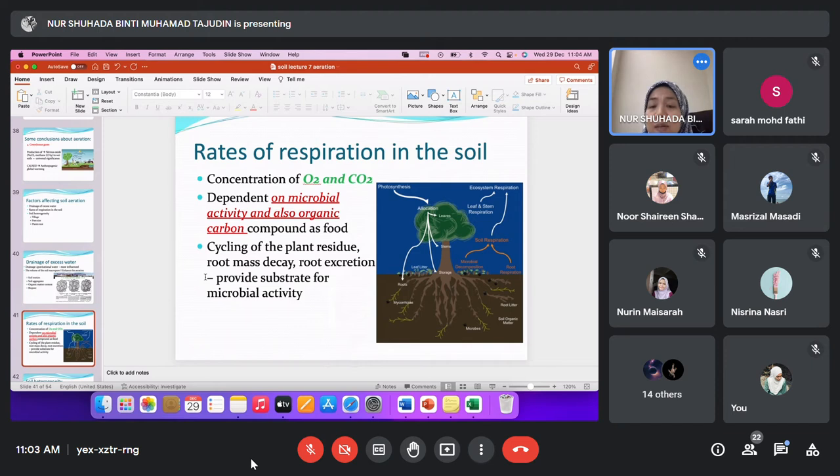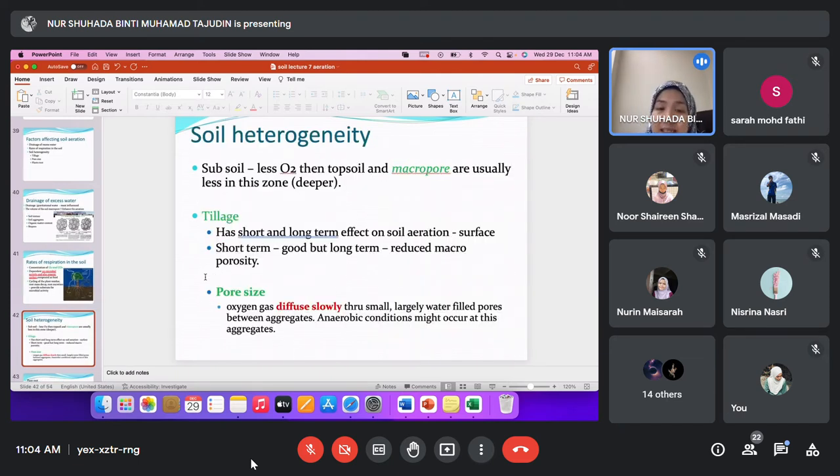Rates of respiration, okay, the more plants there are, the more the oxygen in the soil is reduced. So cycling of plant residues and also decomposition will provide substrate for microbial activities, but it will also consume oxygen. Okay. So heterogeneity is of course, your tillage practices like I said earlier. Your tillage activities such as long term agriculture, whether you use heavy machinery or not, will cause soil compaction. Okay, so soil compaction will cause reduced pore space and reduced macro pores, which will result in reducing the oxygen exchange, the gas exchange.